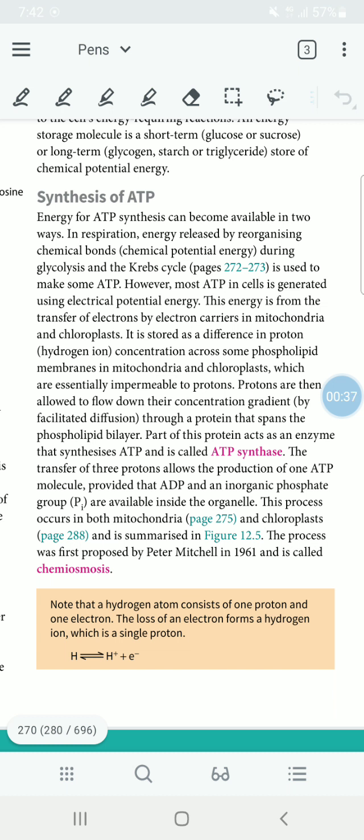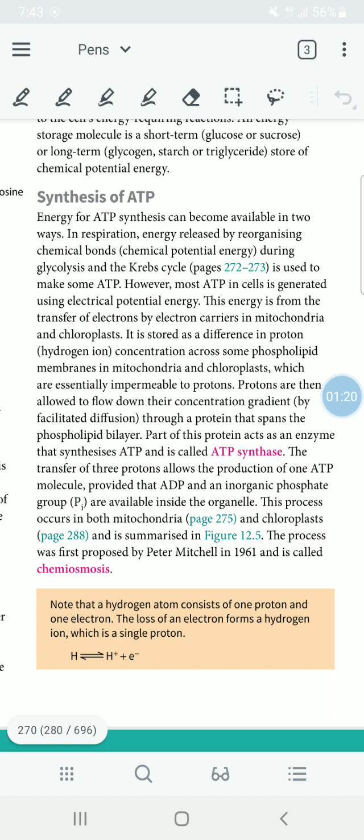Energy for ATP synthesis can become available in two ways. In respiration, energy is released by reorganizing chemical bonds. Respiration means the process where energy is made available as a result of chemical reactions that take place inside the body. These chemical reactions involve the breaking down of glucose molecules or some other energy containing molecules. The main molecule is glucose. The glucose, C6H12O6, will be broken down into carbon dioxide and water while releasing a lot of energy.